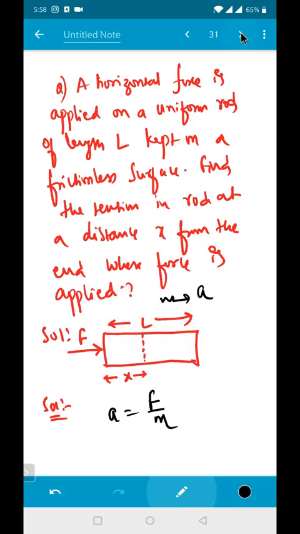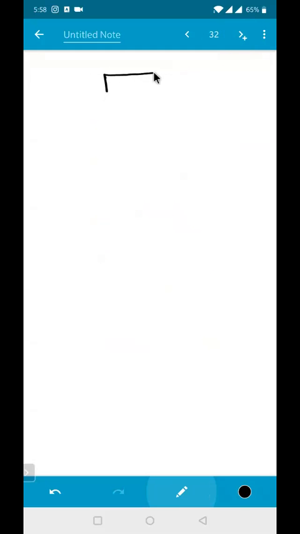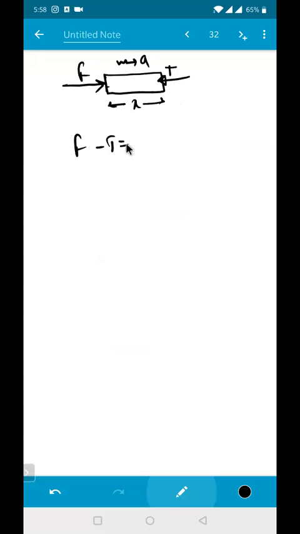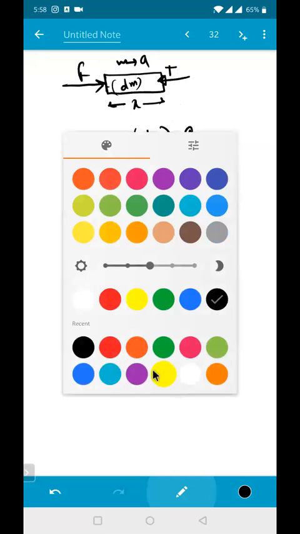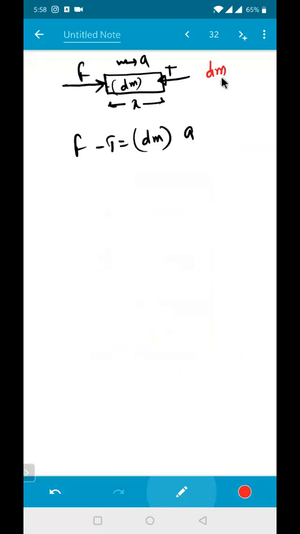Now if I take an FBD for this one, what are the forces acting on this one? For the free body diagram, I'm taking the distance x. You are applying the force F in this direction. Tension is applied in the opposite direction. That is T. Now, this is a free body diagram. As it is moving in the front direction with an acceleration a, we'll write F minus T is equal to dm into a. This is the mass which is being cut. How do you write the cut mass? Cut mass by original mass is equal to cut length by original length. Cut length means x.